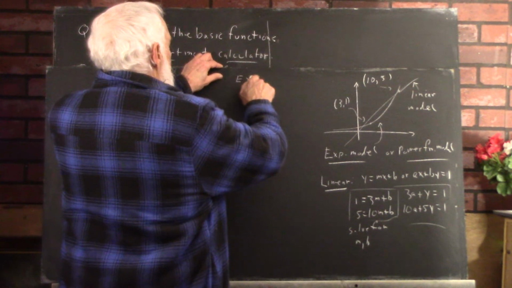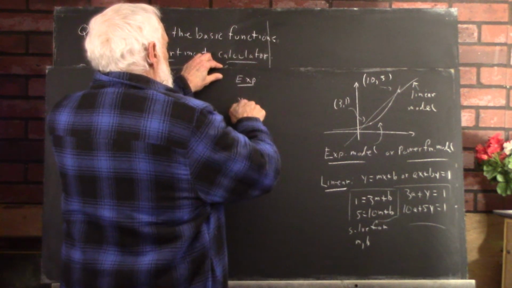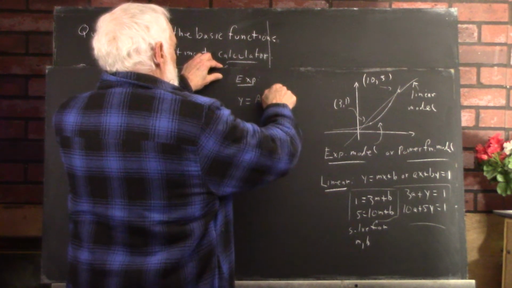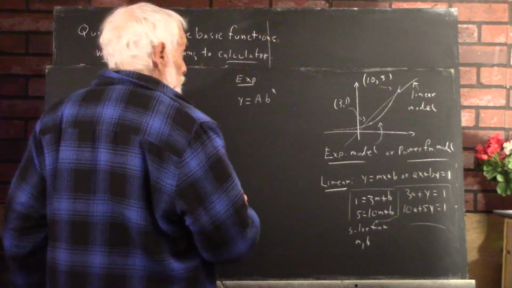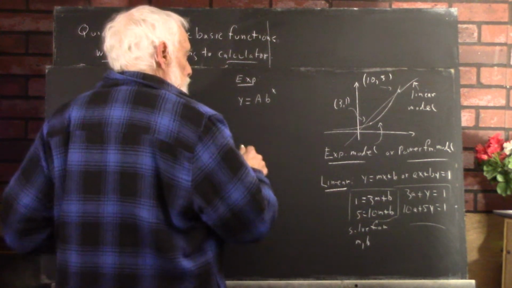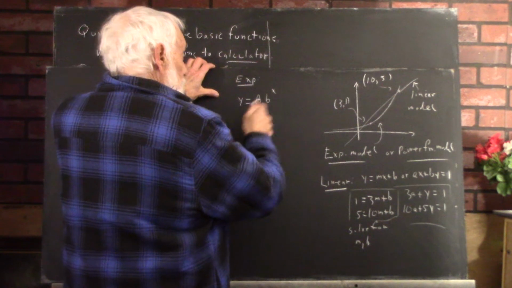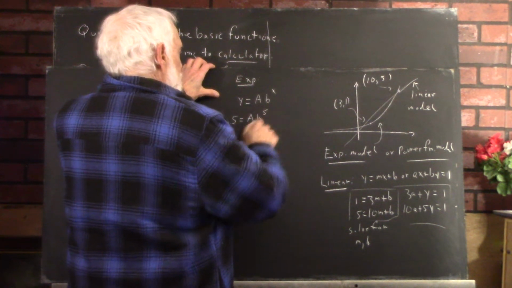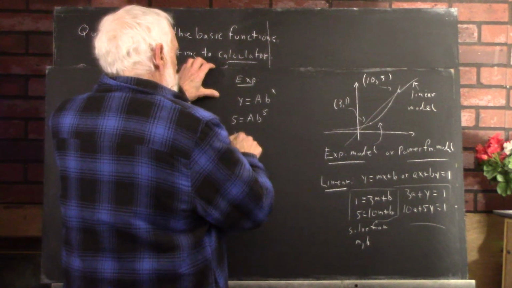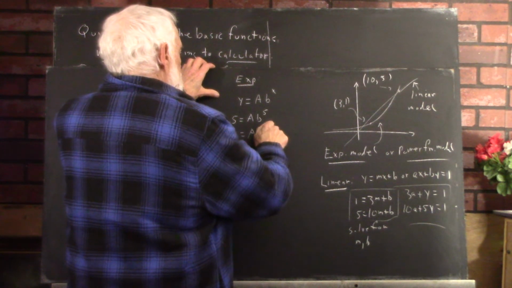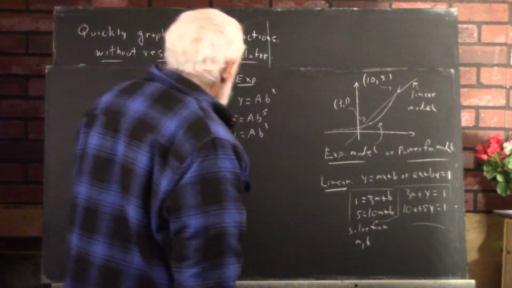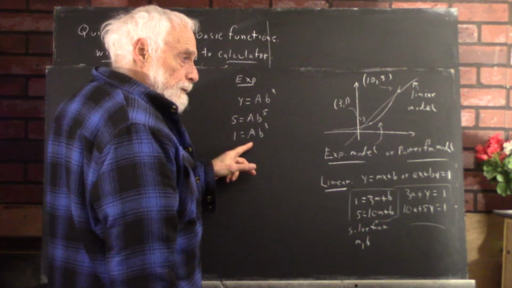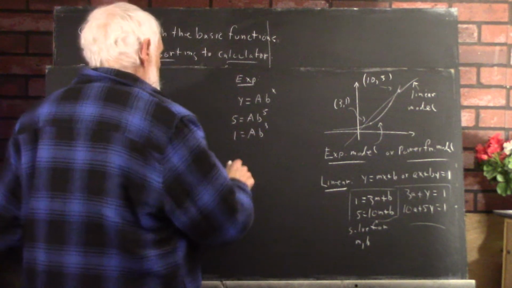Exponential model. I'll use y equals a times b to the x. There are other exponential models you could get. You're going to get two equations again. You're going to get 5 equals a times b to the 5th, and 1 equals a times b cubed. So you could solve one equation for a and then plug that into the other. Or you could divide equations.